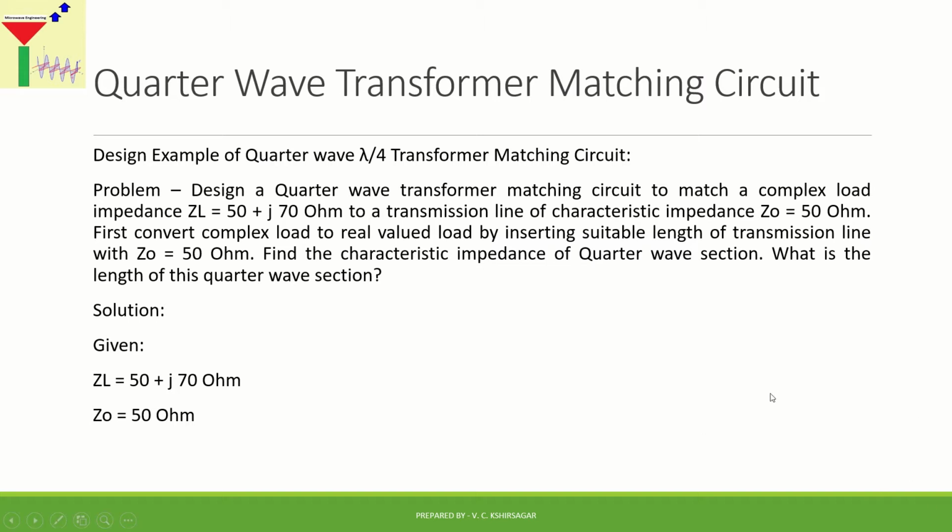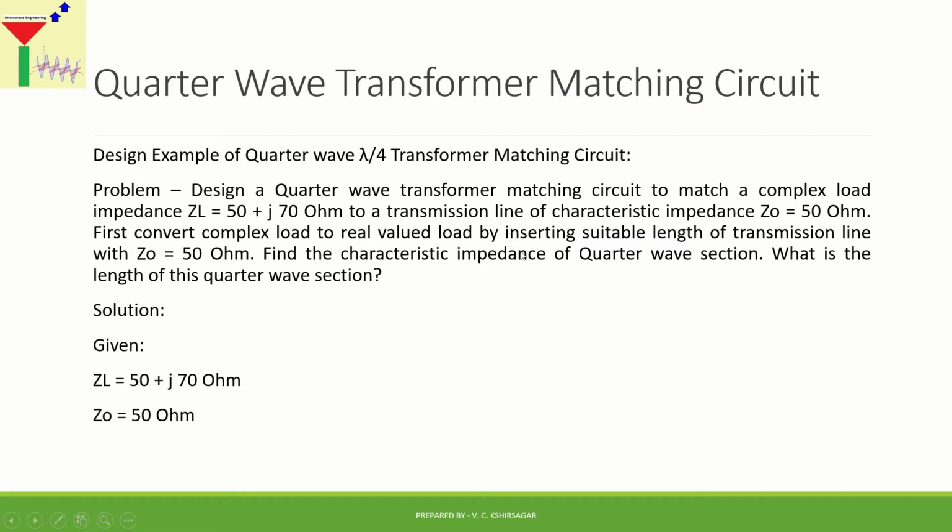The problem statement is given as: design a quarter wave transformer matching circuit to match a complex load impedance. Now here the complex load impedance is given to us, please remember. So here it is a complex load impedance. The value of this complex load impedance is 50 plus j70 ohm. Now we need to match this load impedance to the transmission line whose characteristic impedance is 50 ohm. Okay. Now here it is clearly mentioned that first convert the complex load to the real valued load by inserting a suitable length of a transmission line with Z0 equal to 50 ohm.